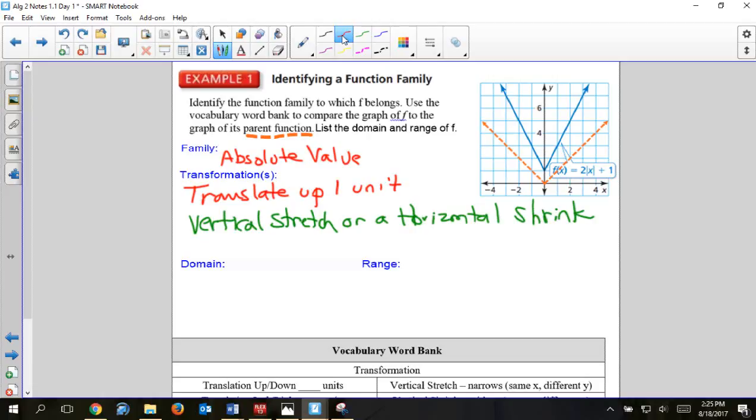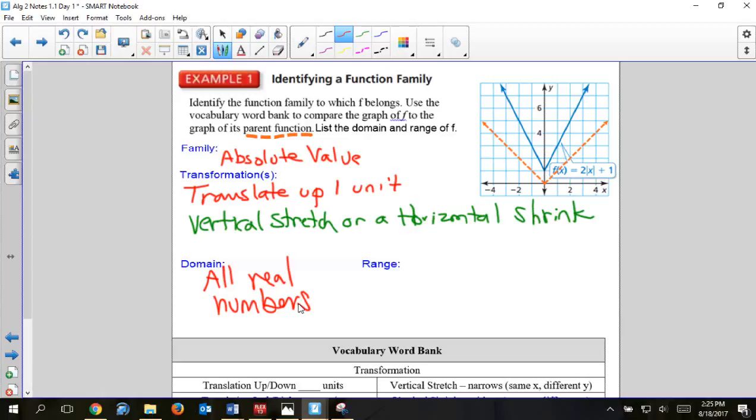What do the arrows mean? Forever. So then domain is all real numbers. The range is down to up. So we look, what is the furthest down that this graph goes? The blue one. What's the furthest down?